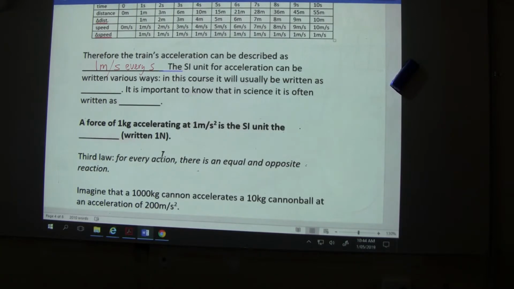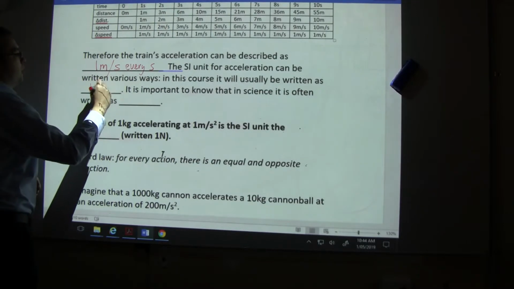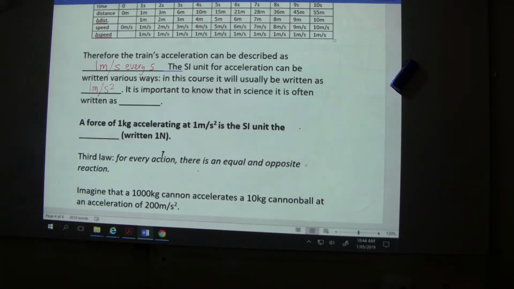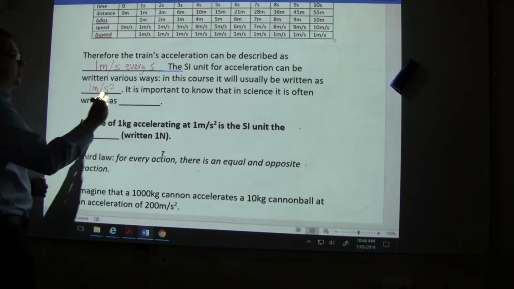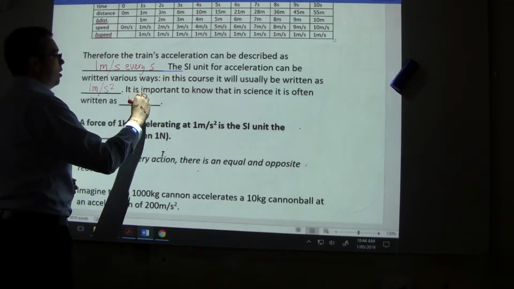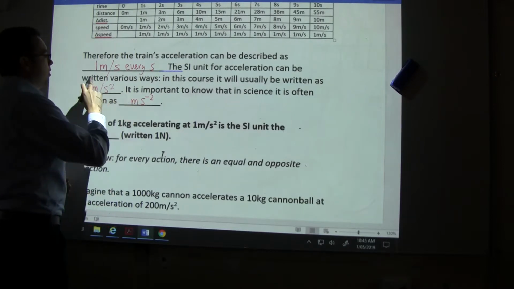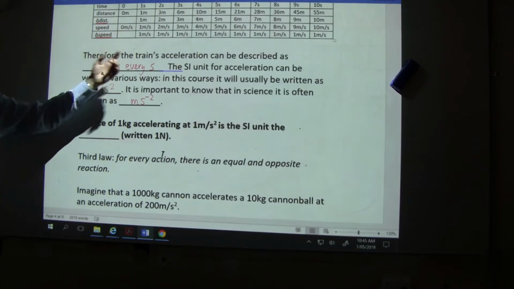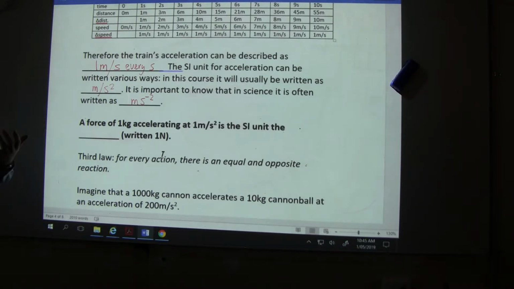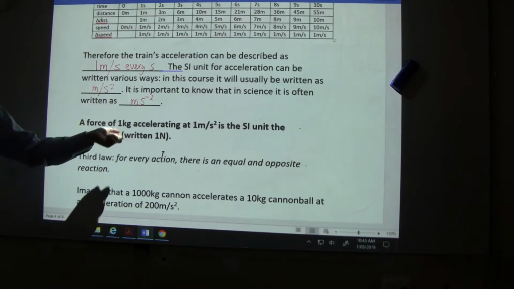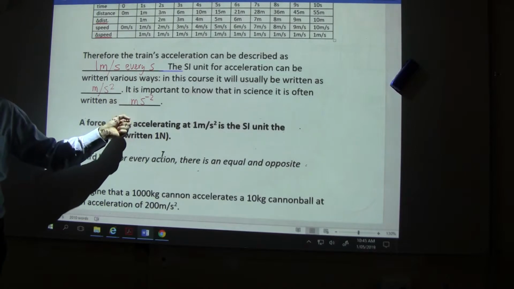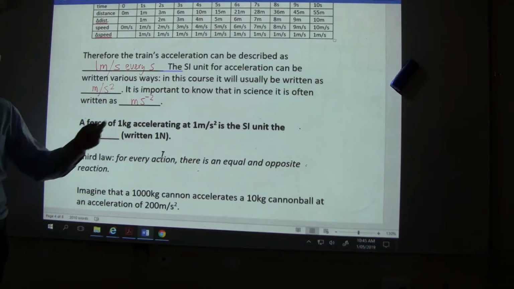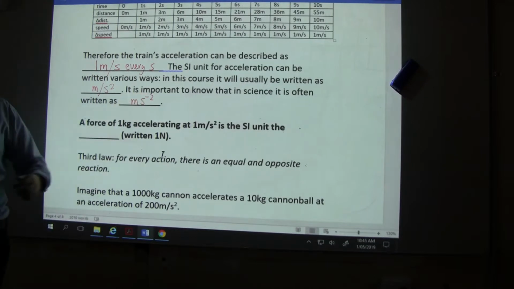The SI unit can be written in various ways, and in this course, I will usually write it as 1 meter per second squared, like that. But if you do iSTEM, the science teacher might write 1 meter per second to the -2. So we tend to say 1 meter per second per second, or 1 meter per second squared, or if you're in physics, they write it this way: 1 meter second to the negative 2.